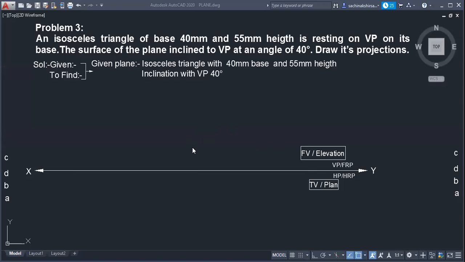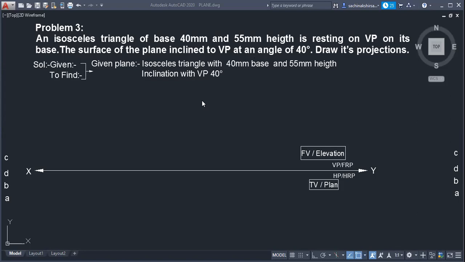Okay. So, type of plane, very simple. What is the type of plane given? Isosceles triangle. What do you know about this triangle? Two sides are equal. Then with 40 mm base.